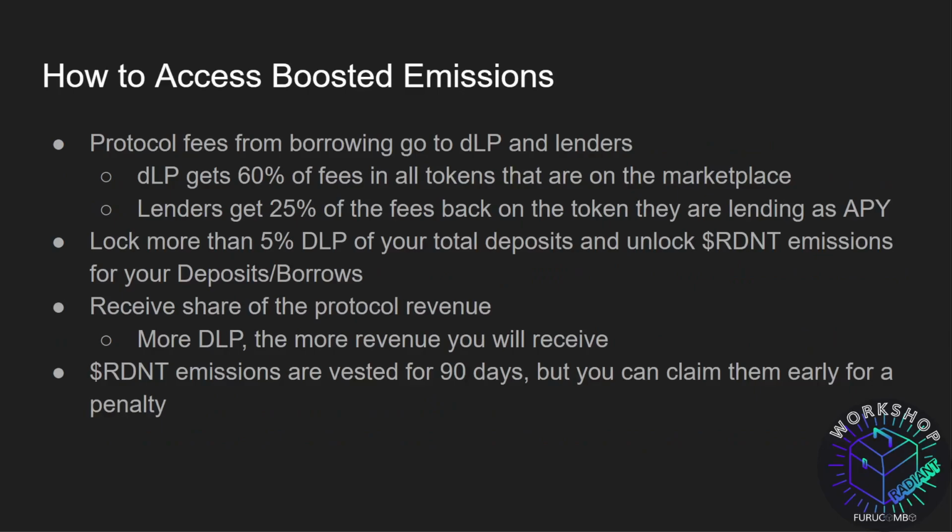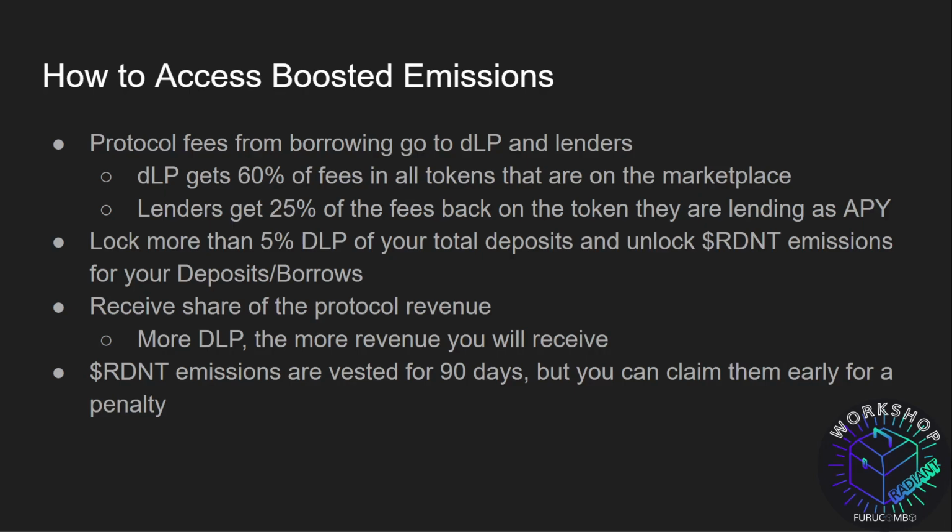The main difference from a standard lending protocol is how to access the boosted emissions. So what are the boosted emissions? Protocol fees from borrowing go to DLP and lenders. DLP is basically just your Ethereum Radiant pool or pooled liquidity. DLP providers, or liquidity providers, get 60% of the fees in all tokens that are on the marketplace. Lenders will get 25% of the fees back on the token they're lending.